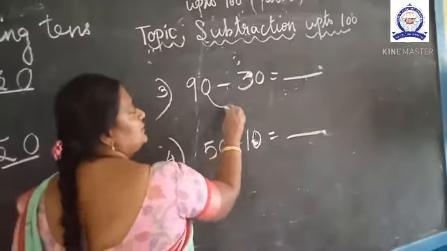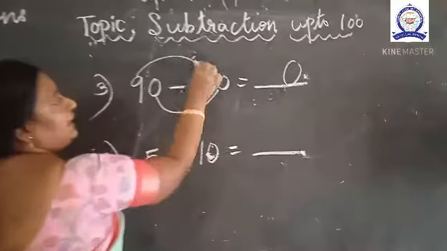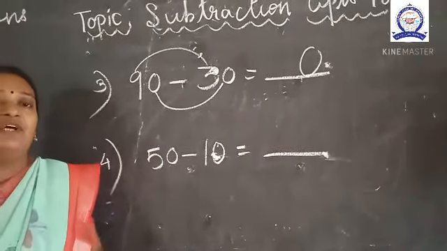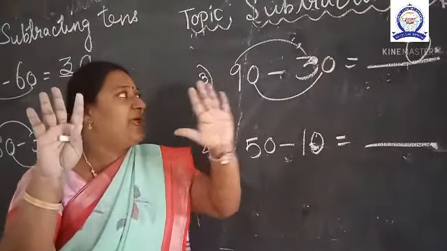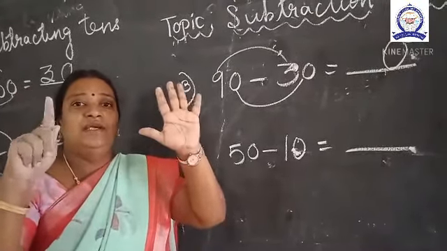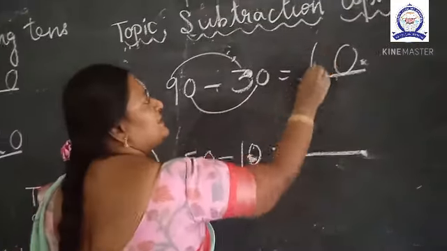You subtract the ones place digit. 0 minus 0, 0. Subtract 9 minus 3, in finger method itself. So 5, 6, 7, 8, 9. This is 9. Subtract 3. 3 fingers மடக்குங்க. 1 2 3. How many fingers left? 6. So your answer is 6.